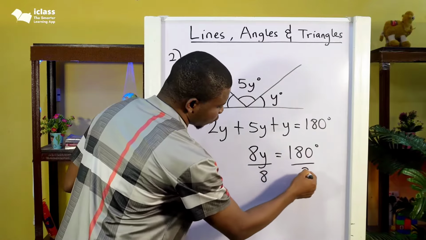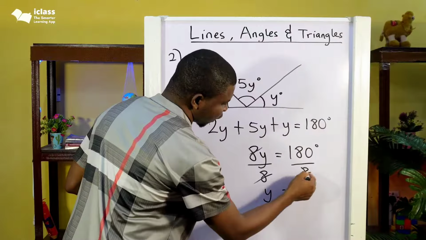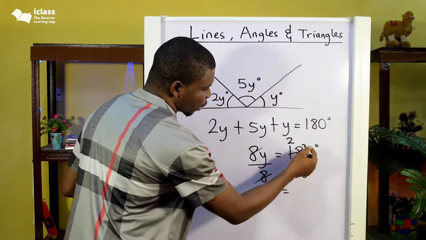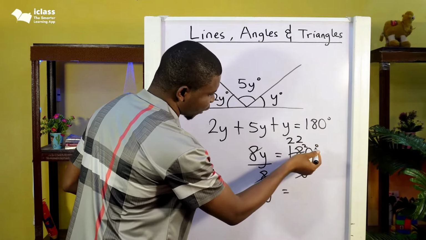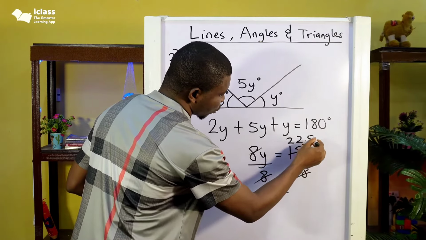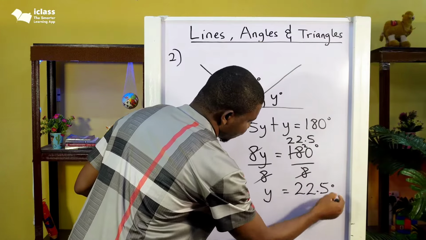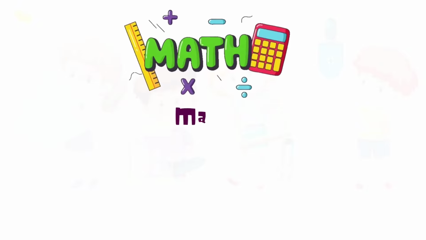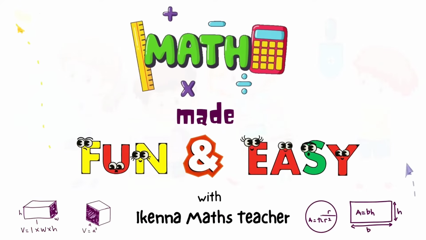So y is equal to what? 8 into 18 is 2, remainder 2. 8 into 20 is 2, remainder 4. So that will give us 22.5. So y is 22.5 degrees. Easy peasy. You're watching Maths Made Fun and Easy with Ikenna, Maths Teacher.